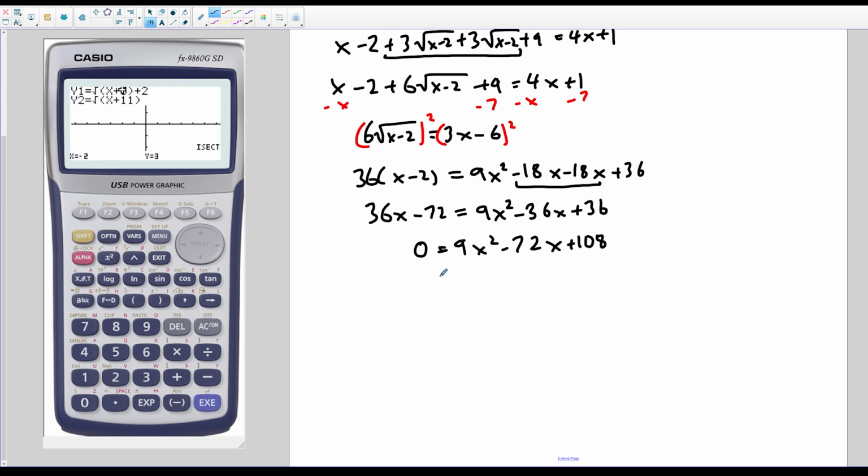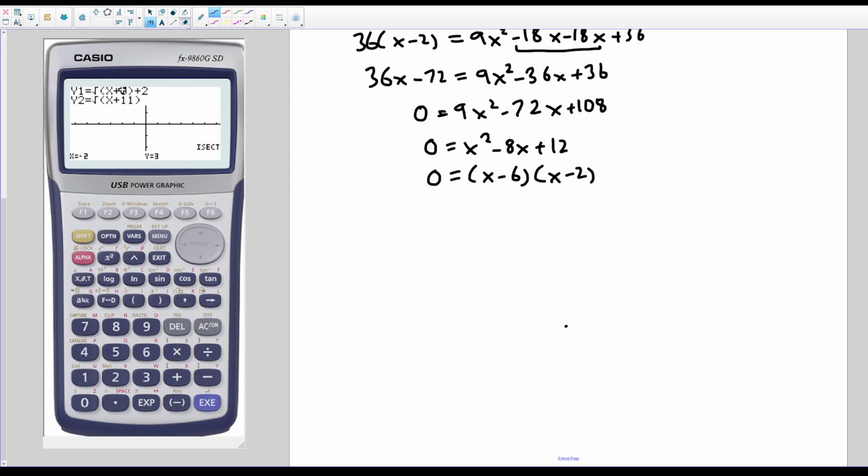The nice thing about this equation is I can divide everything by 9. So 9x squared divided by 9 gives me x squared. Negative 72x divided by 9 gives me negative 8x. And then 108 divided by 9 gives me positive 12. That means I can factor this as x minus 6 times x minus 2. So therefore, I will have two solutions.